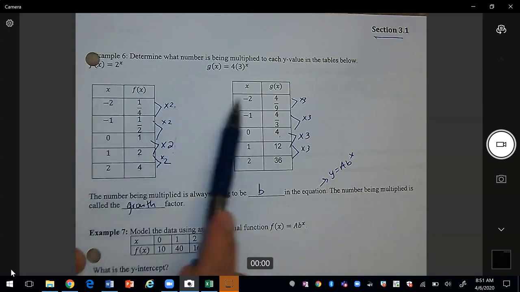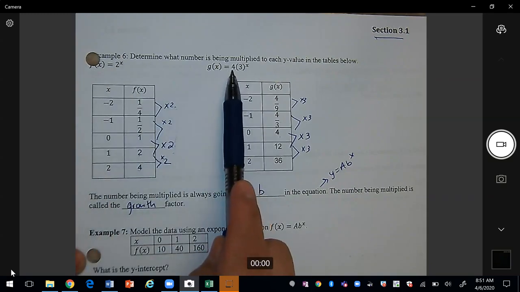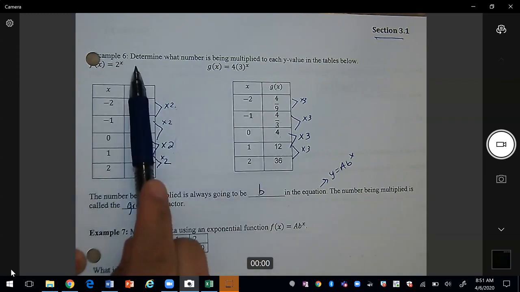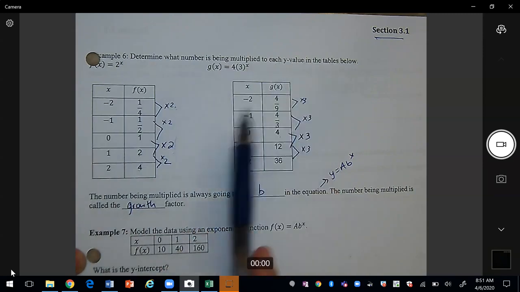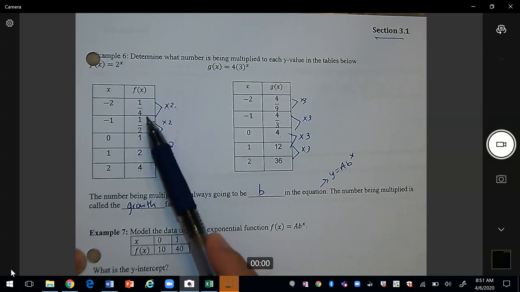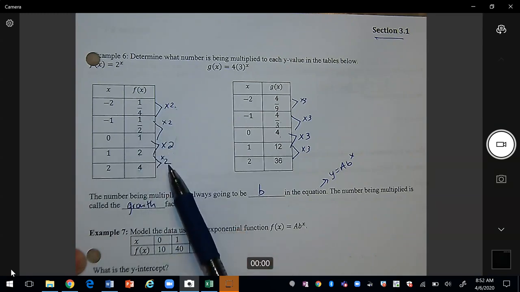So if we look at these two functions, we have f of x equals 2 to the power of x, and g of x is equal to 4 times 3 to the power of x. In the example, it asks us to determine what number is being multiplied to each y value. I have already pre-filled this. If you notice here, from 1 to 2, I would have to multiply 1 times 2 to give me 2. 2 times 2 would give me 4. 1/4 times 2 would give me a half. Half times 2 would give me a 1. So all the y values here are being multiplied by that same number, 2.